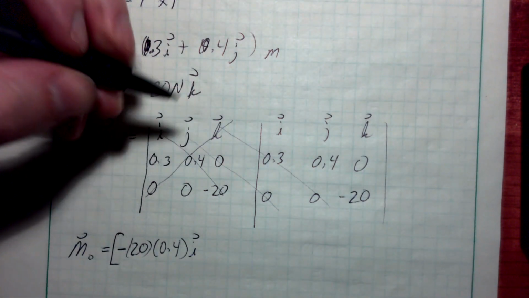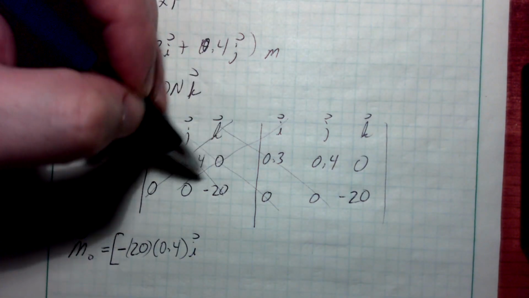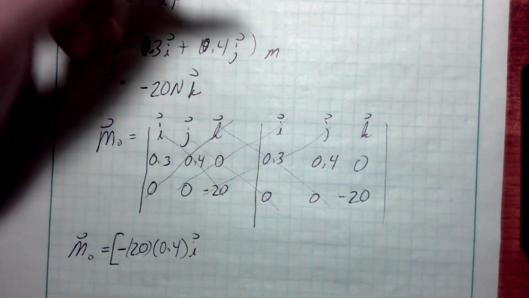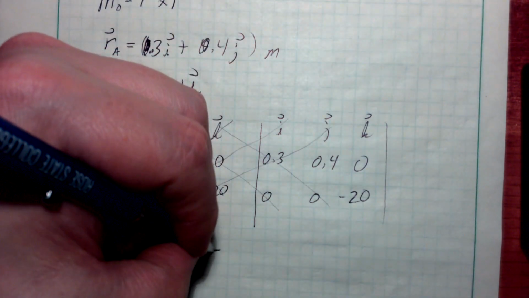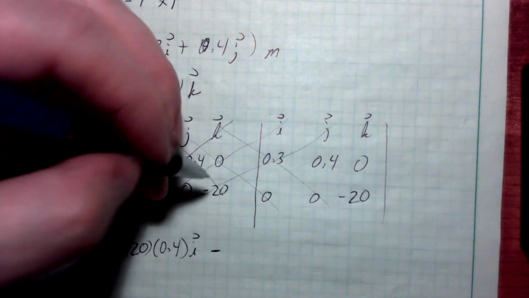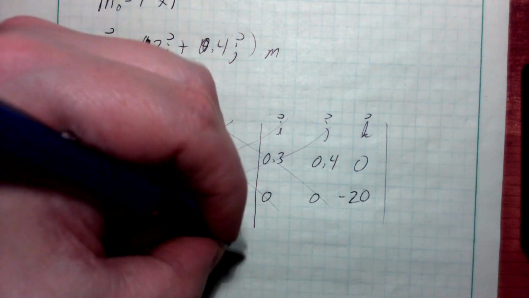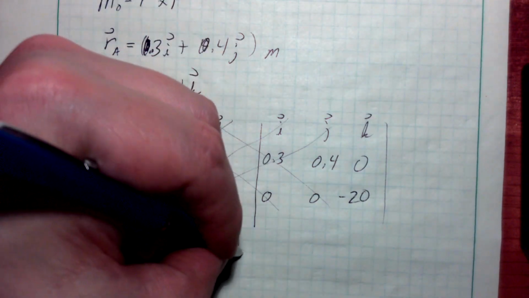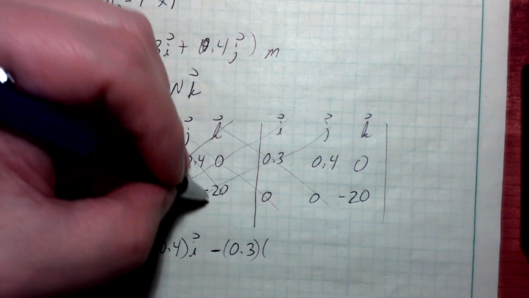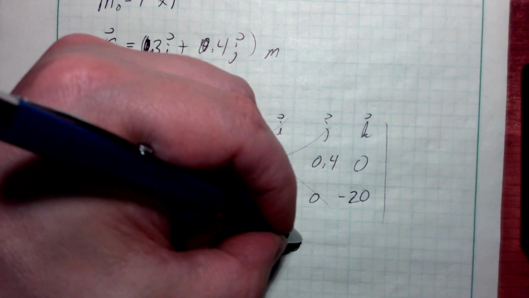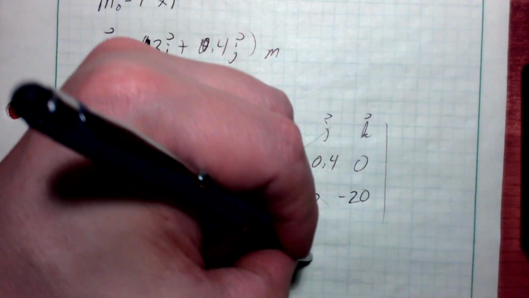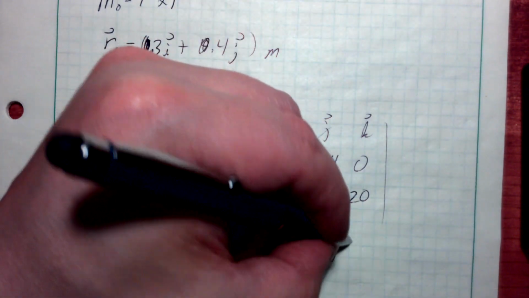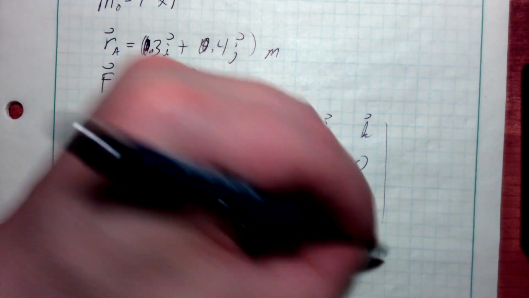All right, and then the negative quantities. So this has a 0. That's got 2 zeros, and this does not have a 0. So all these diagonals coming back this way are negative. So it's going to be minus this one, minus a 0.3 times a minus 20. So it picks up two negative signs, and that is in the j direction. And these are all newton meters.